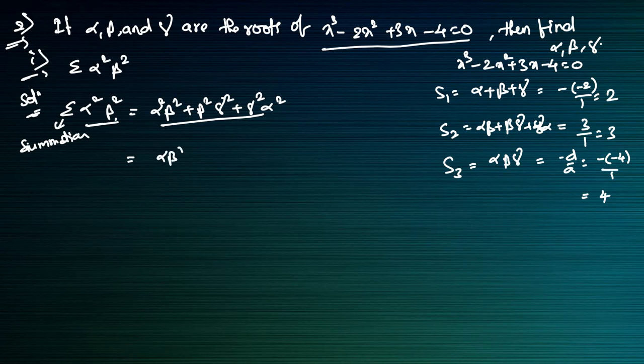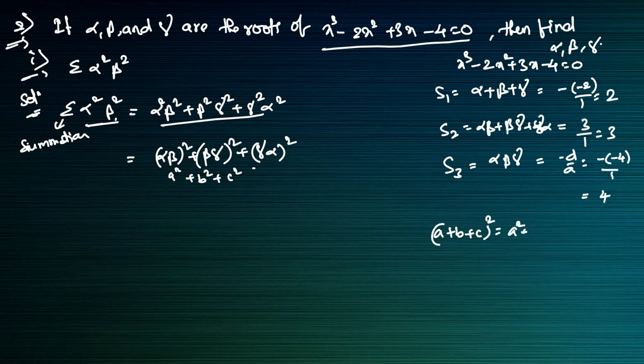So (alpha beta) whole square, we can write plus (beta gamma) whole square, plus (gamma alpha) whole square. This is a square plus b square plus c square. There is a formula: (a plus b plus c) whole square is equal to a square plus b square plus c square plus 2ab plus 2bc plus 2ca. We know this already.